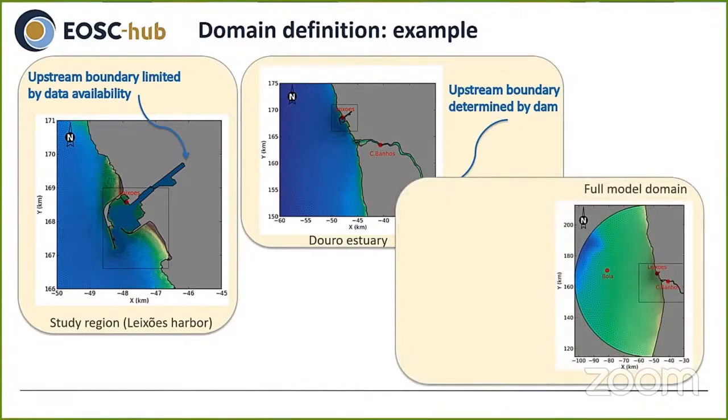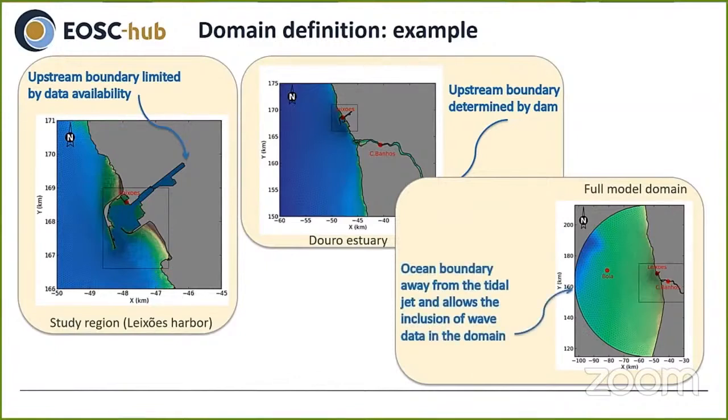If you zoom further out, you can see the full extent of our model domain. Here you see that our model domain is much larger than the area that we want to simulate. And the major reason for that was that there is a wave buoy in this area that you can see on the figure. And we defined the domain such that we had the wave buoy inside the domain, and we could use it to validate the wave model.